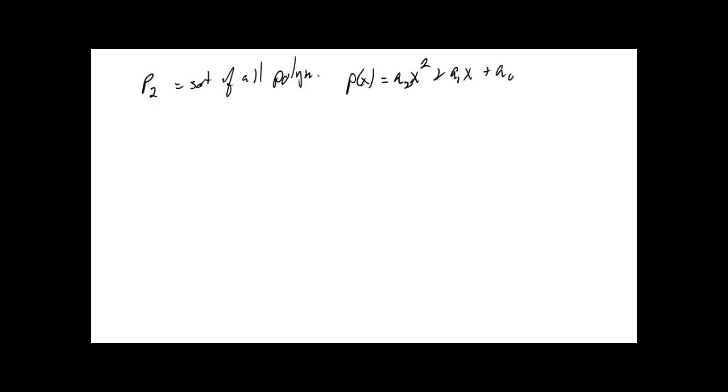The set of all, does that have a 0 vector? Yes, that would be 0, A2 is 0, A1 is 0, and A0 is 0. All 0, so that would be 0, and that is in that space. So it has a 0 vector.